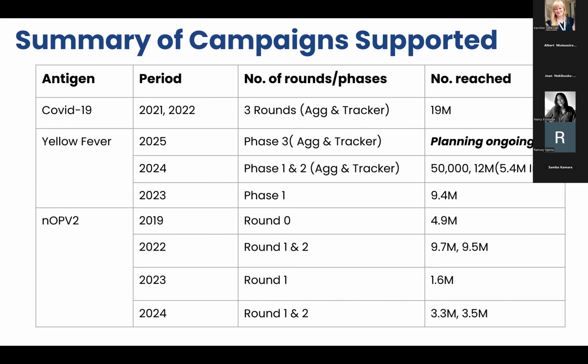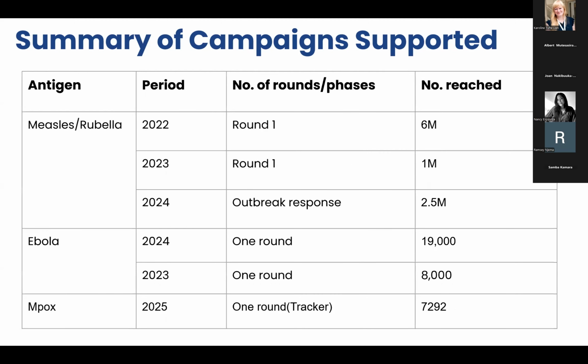Then yellow fever, we've been able to support quite a number of phases of yellow fever through 2023, 2024, and 2025. And again, with yellow fever and COVID-19, we've had both aggregate and tracker data being collected. And right now we are planning for phase 3 that is going to happen in April of this year. We've also supported the measles rubella campaigns through 2022, 2023, and 2024.